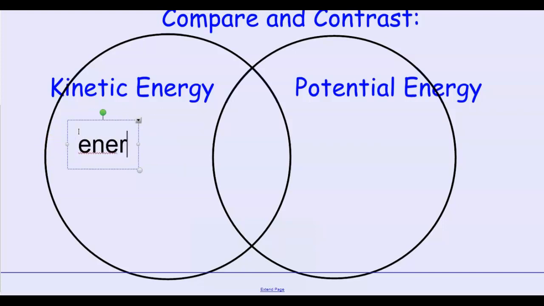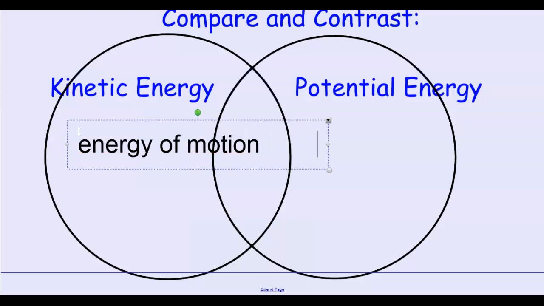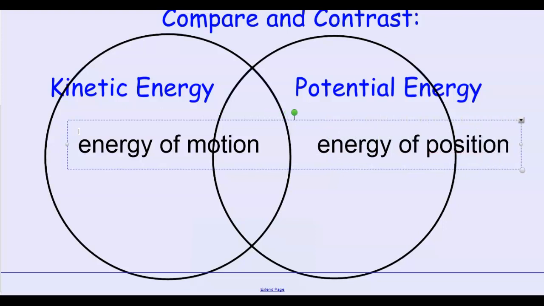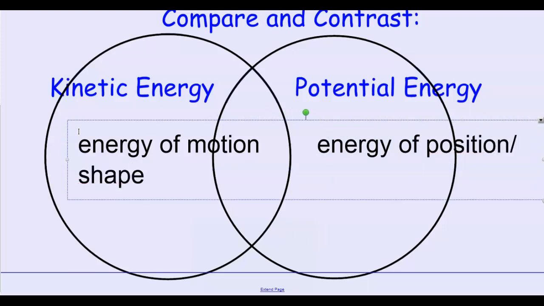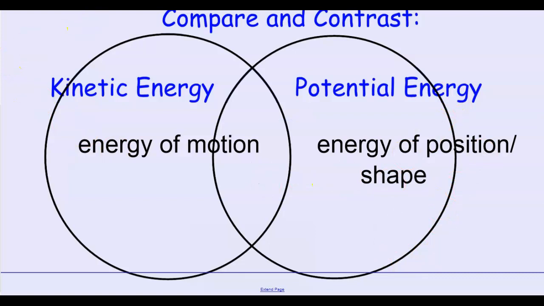Kinetic energy is energy of motion. As opposed to that, potential energy is energy of position or shape. What do I mean by that? The position of an object is going to determine its potential energy. Objects up on a hill or on the side of a desk are going to have potential, in other words, the ability or potential to fall and get moving. Now, it's not moving yet, but it could. The higher up an object is, the more potential energy it gains.